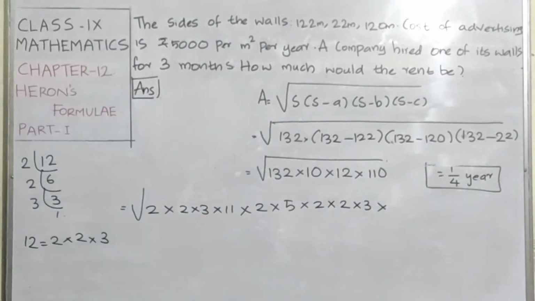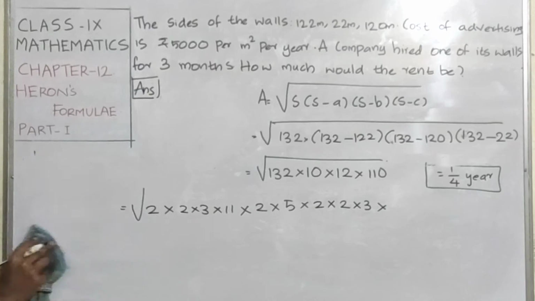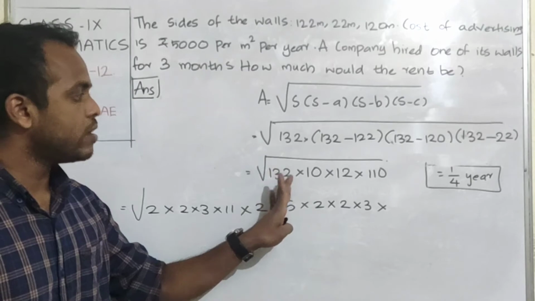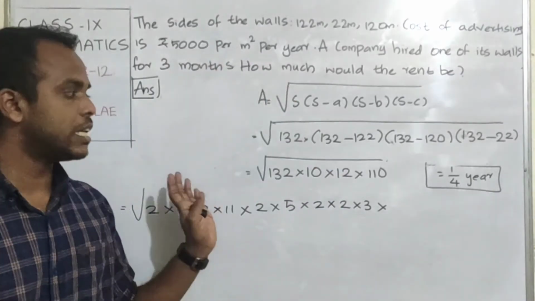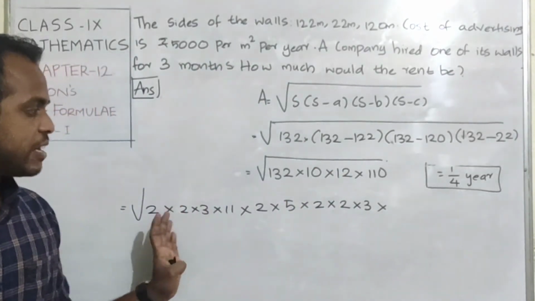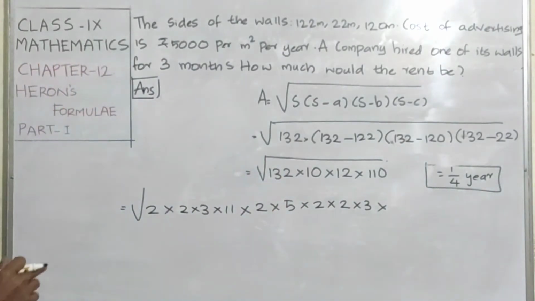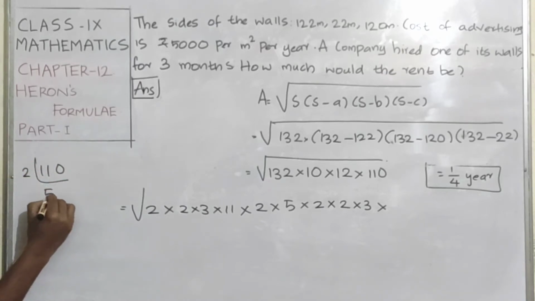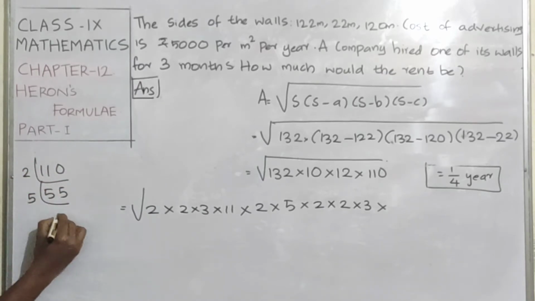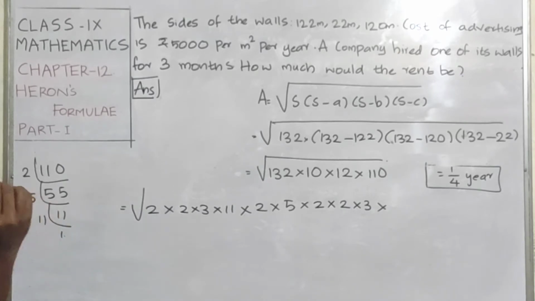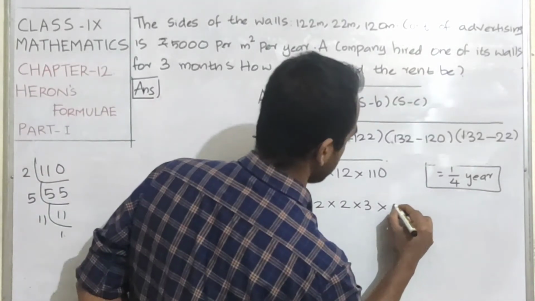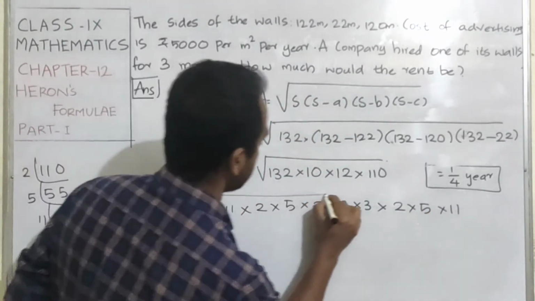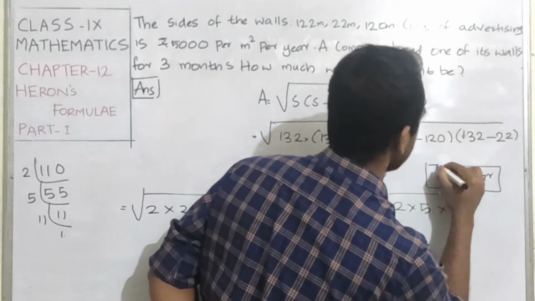Then 110. Let's write the prime factorization of 110. There is no problem. The alternate way is to multiply all these big numbers, then you will get a big number, and then you will have to find the root of that number. But if you follow this method, everything will be done very comfortably. So 110 can be prime factorized as 2, then 55, then by 5, then 11, 11, 1. So instead of 110, I will write 2 into 5 into 11, everything under the root.